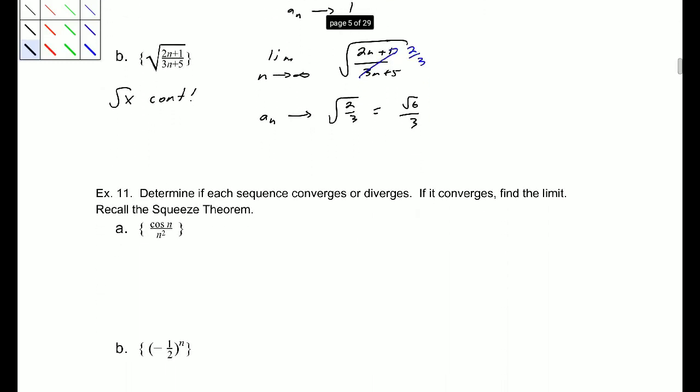Determine if these converge or diverge. It's important to recall the squeeze theorem. We are going to be able to use that. Cosine is stuck between -1 and 1. So cosine n over n squared is between -1 over n squared and 1 over n squared. As both of these go to 0, this converges to 0 as well.